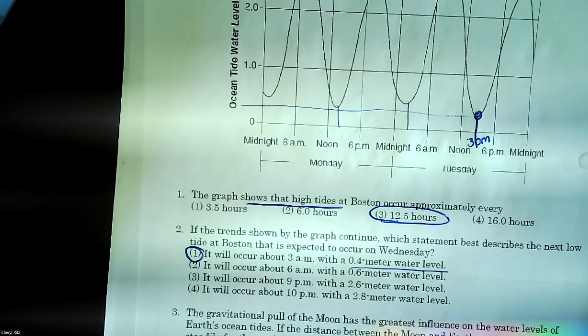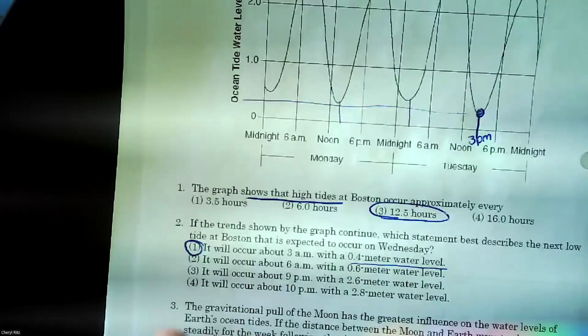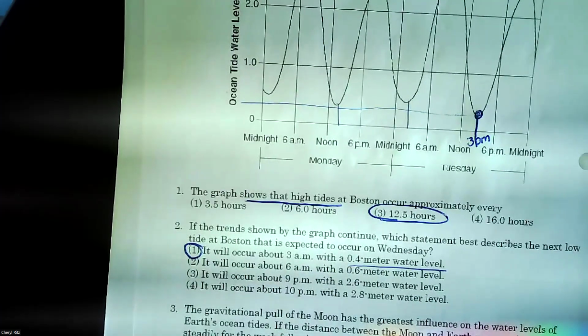I don't just get that water out of nowhere. So if it's pulling harder and making the high tides higher, then the low tides are going to get even lower. So we need high tides higher and low tides lower. So that looks like answer number 1. The high tides would get higher while the low tides are getting lower.